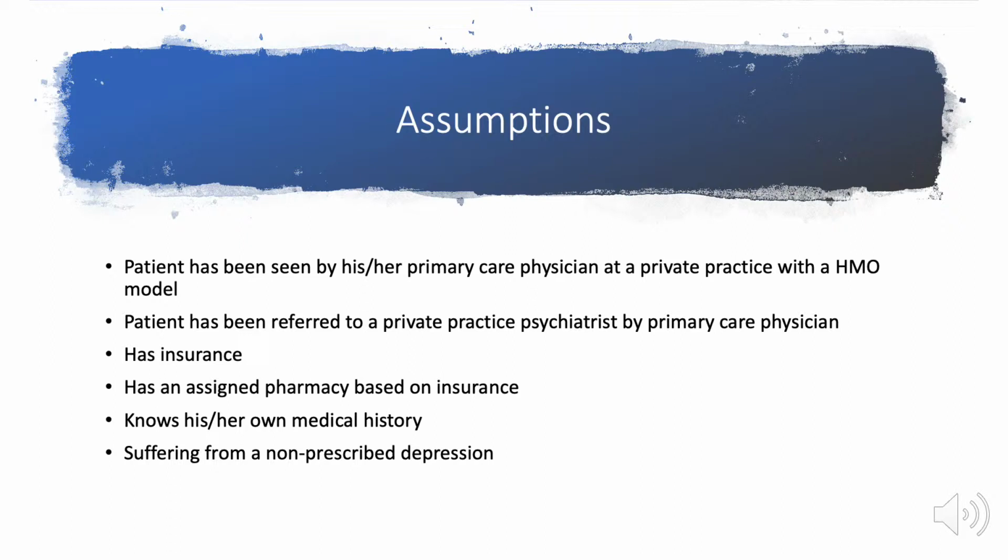The first step is to have a set of assumptions. We can assume that the patient has first been seen by his or her primary care physician at a private practice that follows an HMO model. We can also assume that the patient has been referred to a private practice by a psychiatrist. And we can also assume that the patient has insurance, an assigned pharmacy based on the insurance, and knowledge of his or her own medical history. And lastly, we know that the patient is suffering from a non-prescribed depression.